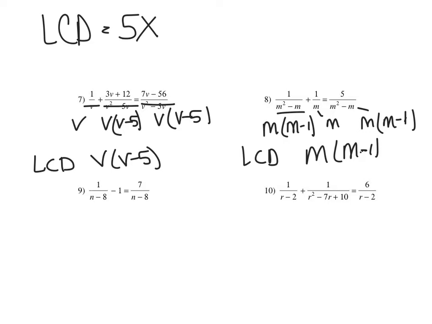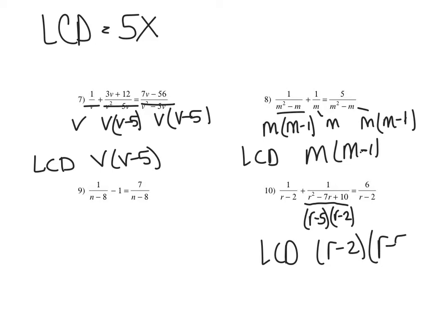I'm going to skip down to number 10. This one is just r minus 2, so it's a binomial. This one's r minus 2 as well. But notice this guy can get factored. I've got a little trinomial factoring. So r and r, remember multiply, add, multiply. I'm thinking minus 5 and minus 2. Now as I look at these, I have a binomial and two binomials, so I won't need a monomial, I'll just need the binomials. So my least common denominator, I'll need an r minus 2, and I'll also need an r minus 5.